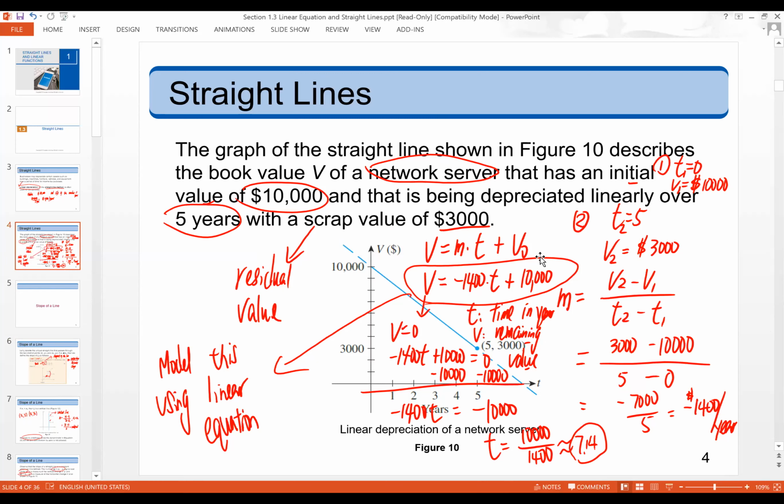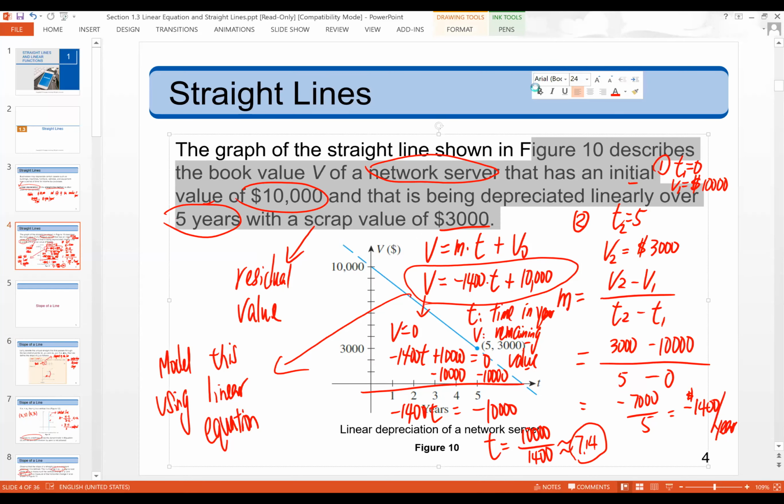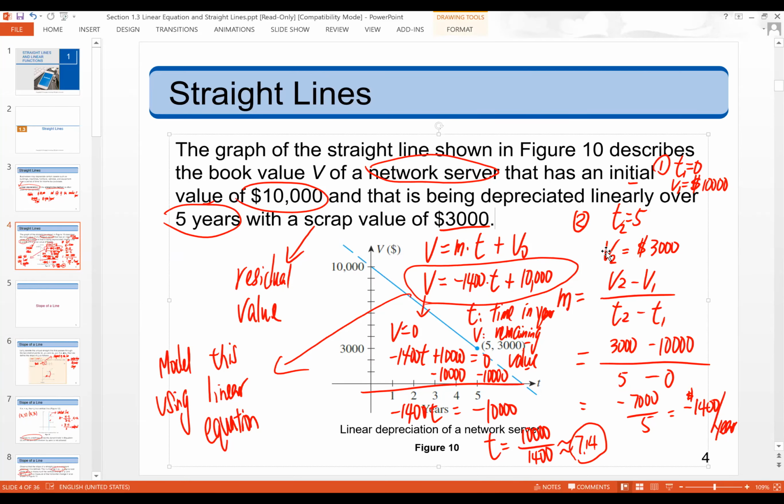Okay, I see. So the value is like a y, right? And then t here is like x. So it's like y equals mx plus b, same idea. So this is equivalent to y equals mx plus b, but in a real context. So there are only two variables here. One of them is the value of the network server. The other one is the time t the company is using the network server.